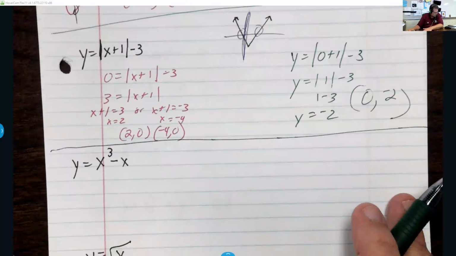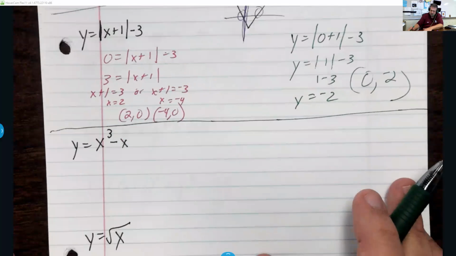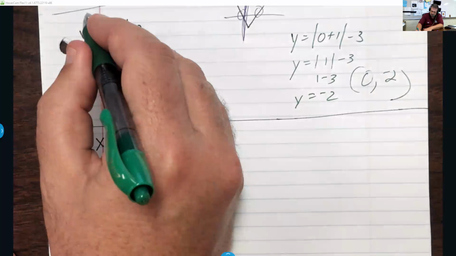All right, so let's look at the next one. This is what's known as cubic. So this one here, the last one was absolute value.